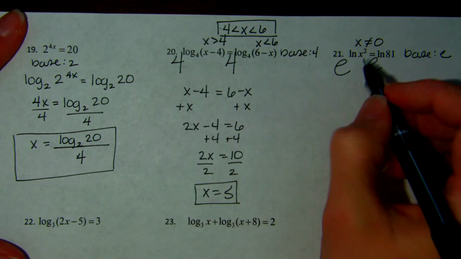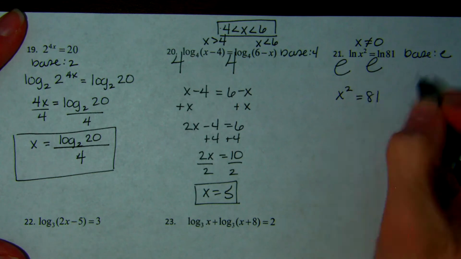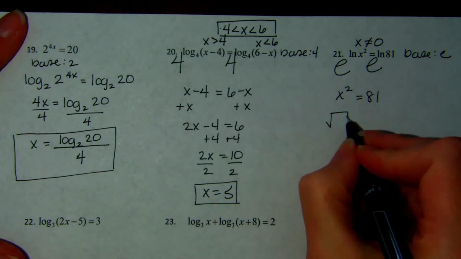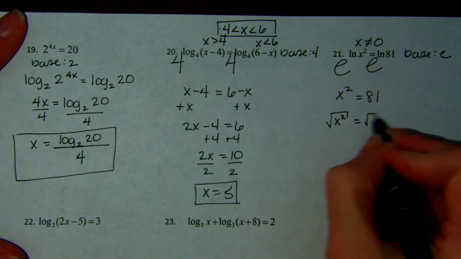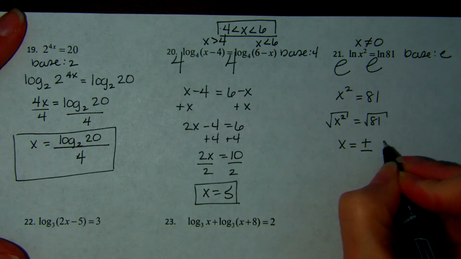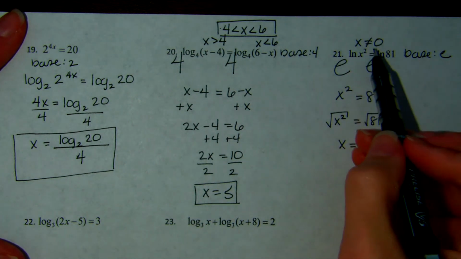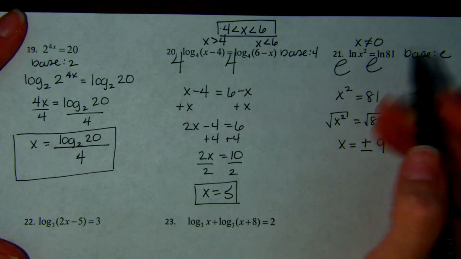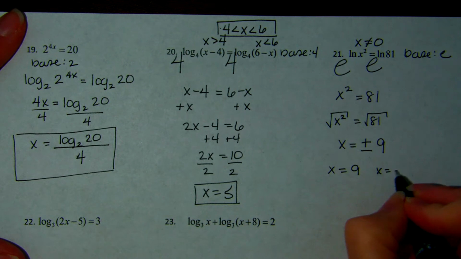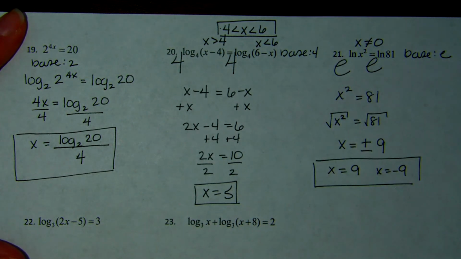And what happens then is that this side simplifies to x squared, and this side simplifies to 81. You can solve for x by taking the square root of both sides. You get x is equal to positive or negative 9. And because the only restriction here is that x cannot be 0, x is equal to 9 and x is equal to negative 9. They both hold up, and we're good.